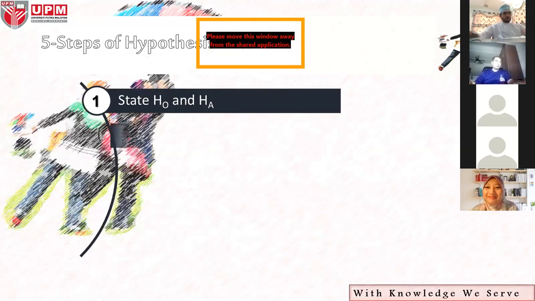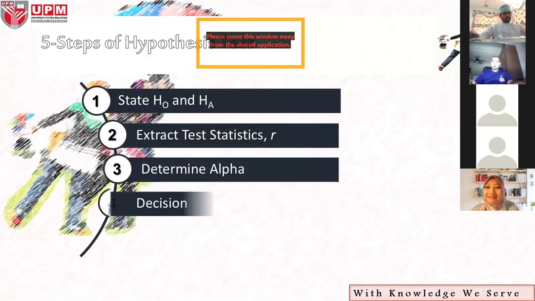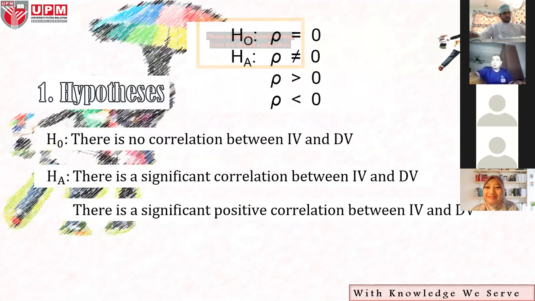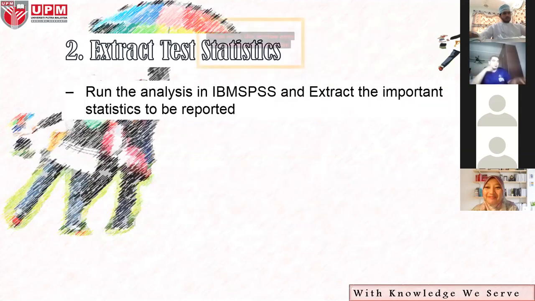Okay, and then these are the 5 steps of hypothesis testing in correlation. First, state the hypothesis, which we have done. Then extract the test statistic.